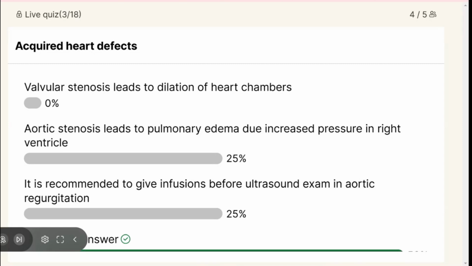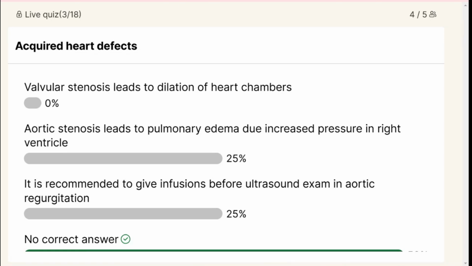Okay, so I see a good chunk of you picked the no correct answer option. Number one, valvular stenosis leading to dilation is not true because generally stenosis causes pressure overload, which is going to cause hypertrophy. So it's nice to see none of you picked that.